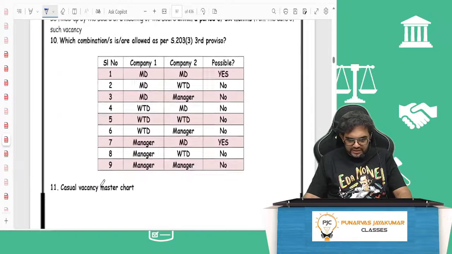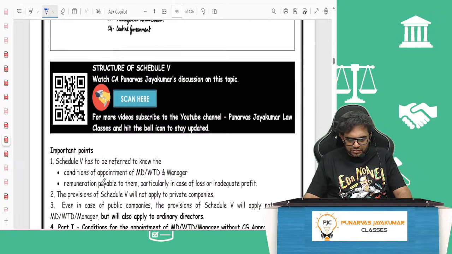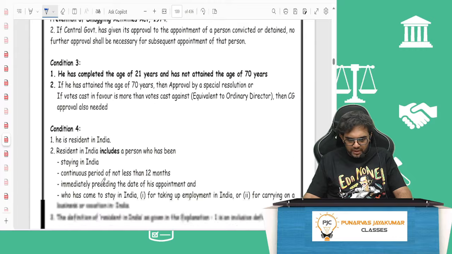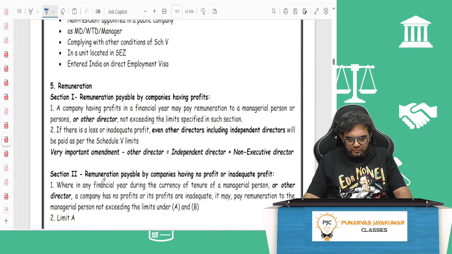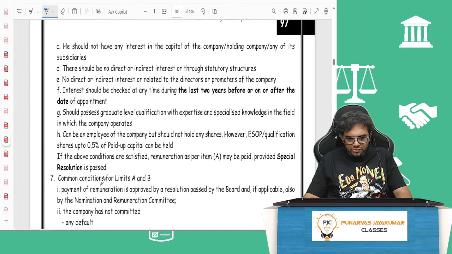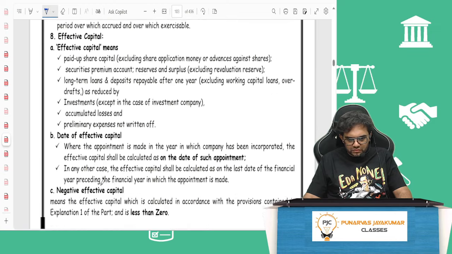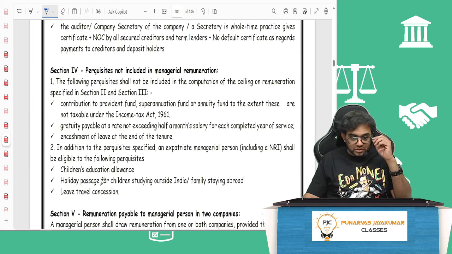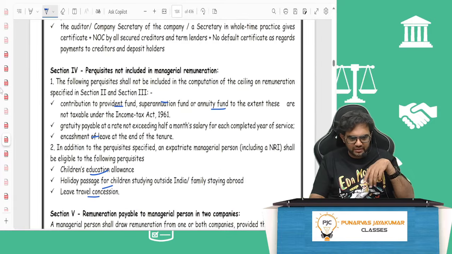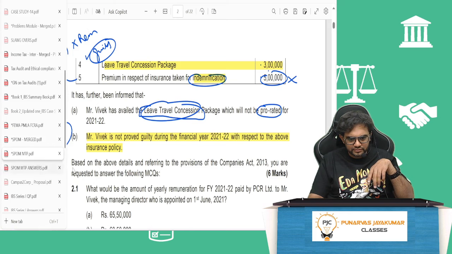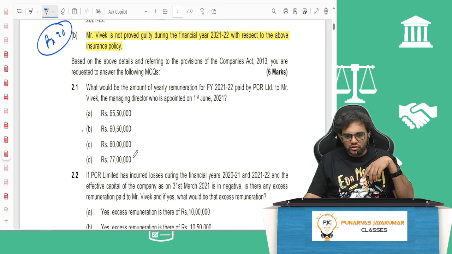Apart from that, if you come to 96, these are the perquisites: provident fund, superannuation fund, annuity fund, gratuity payable, children's education allowance, LTC. All these are extra perquisites that he will be getting if it's a loss making company in Schedule 5. We have discussed in class, page number 99. Anyway, coming back, what would be the amount of yearly remuneration?